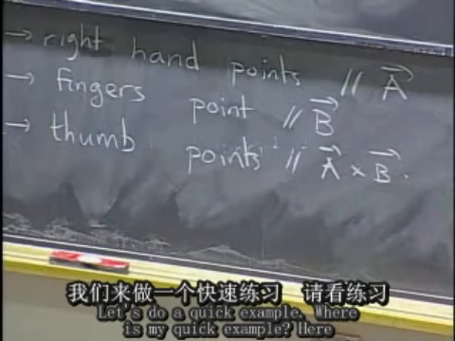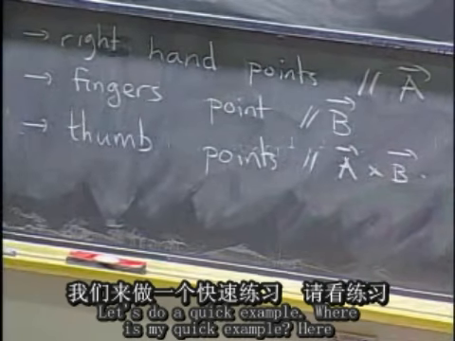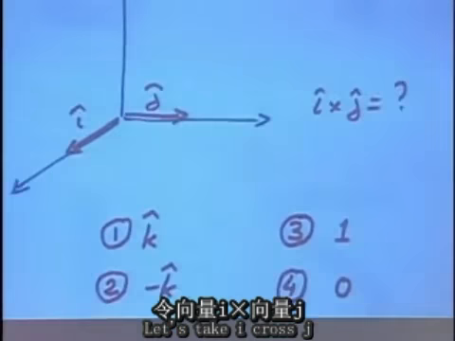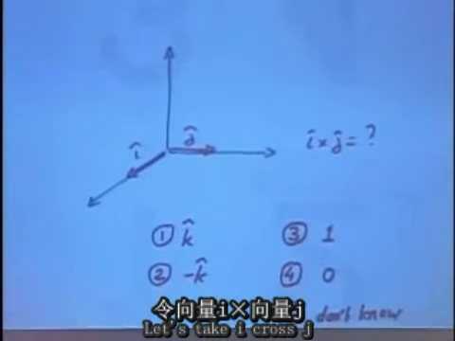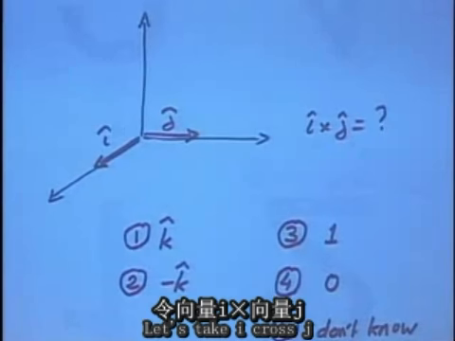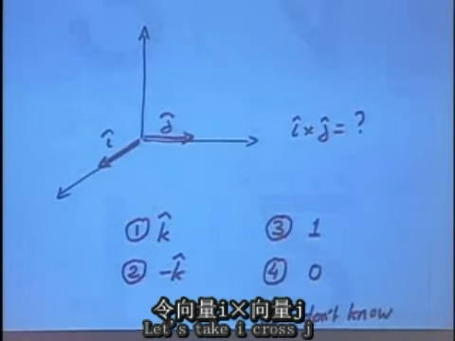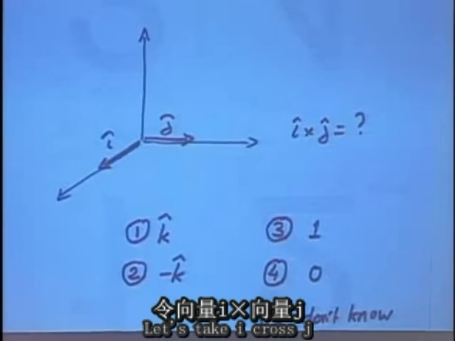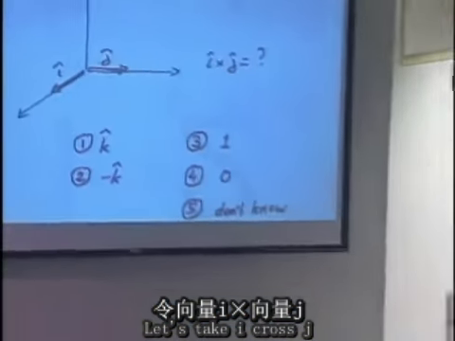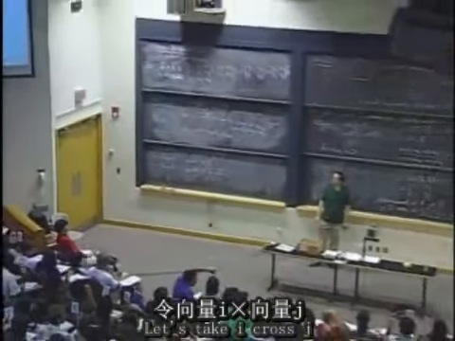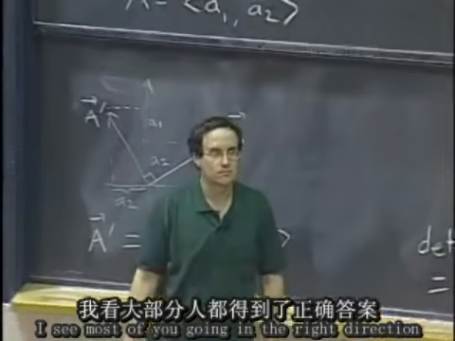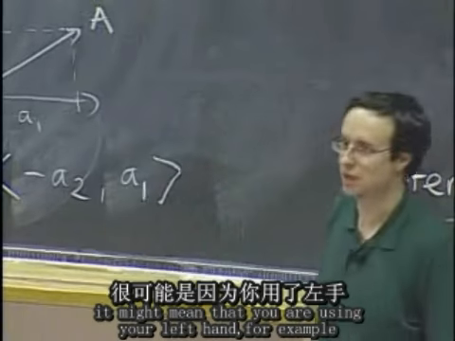Okay? Let's do a quick example. Let's take I cross J. I see some of you, well, most of you have it going in the right direction. If you have it pointing in the wrong direction, it might mean that you're using your left hand, for example. Okay.